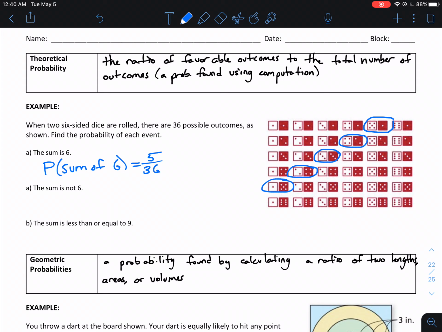Okay, so for part B, and it looks like my lettering was off there, the sum is not a 6. One thing I suppose you could do is count up all of the different places where it's not a 6. But the easier way would be to use the complement rule that we're talking about. So we're going to say probability that sum of 6 complement, or that it's not a 6, is just 1 minus the probability that it is a 6. Which really, if you think about it, if 5 out of the 36 equals 6, then what's left over, the other 31 out of 36, would then not be a 6.